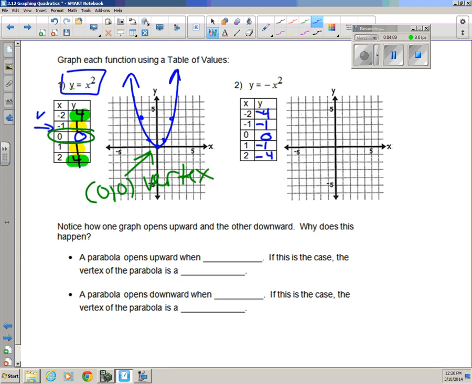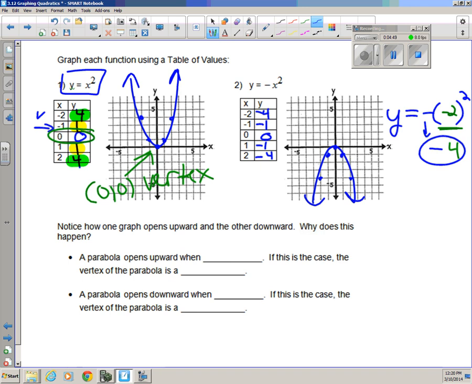Remember, order of operations, when I'm trying to plug this in, if y equals the negative of x squared, and I know that x is -2, order of operations says I better do what's in the parentheses first. -2 squared is just 4, and then I bring down the negative. So if you're wondering why it came out to be negative, that's the reason. So now I've got -2, -4, which would be here, -1, -1, 0, 0, 1, -1, 2, -4, and now there's my parabola. Notice how one opens up and one opens down. Why do you think that happens?